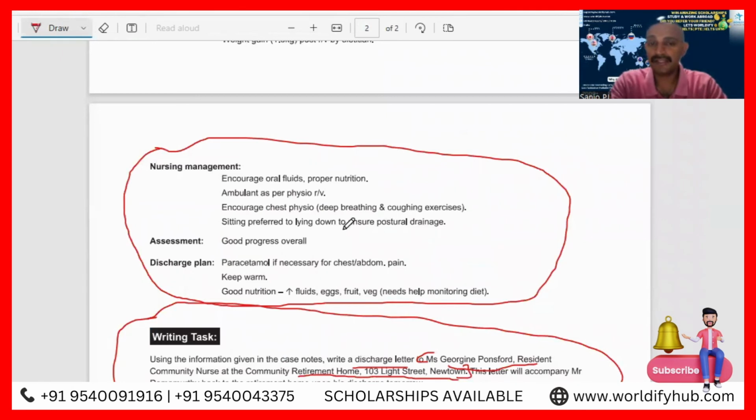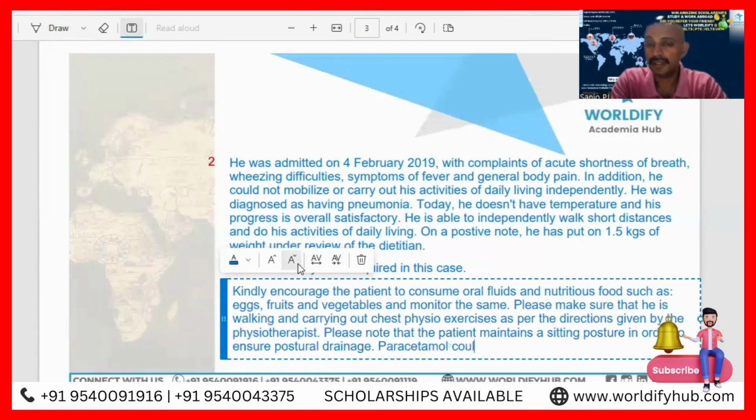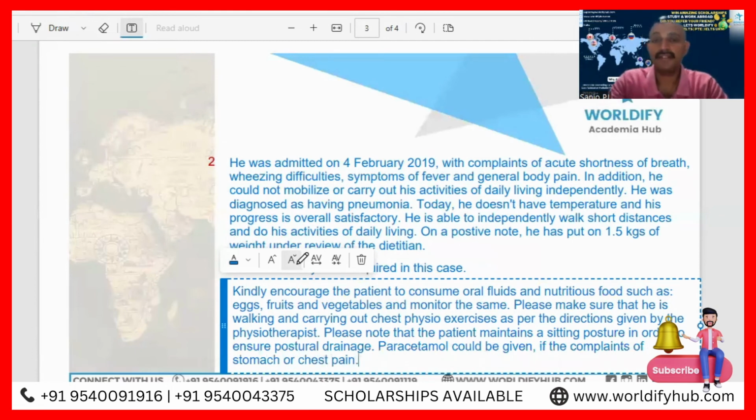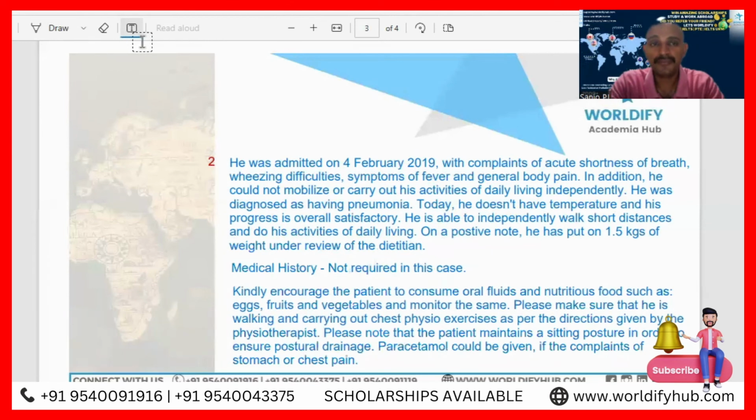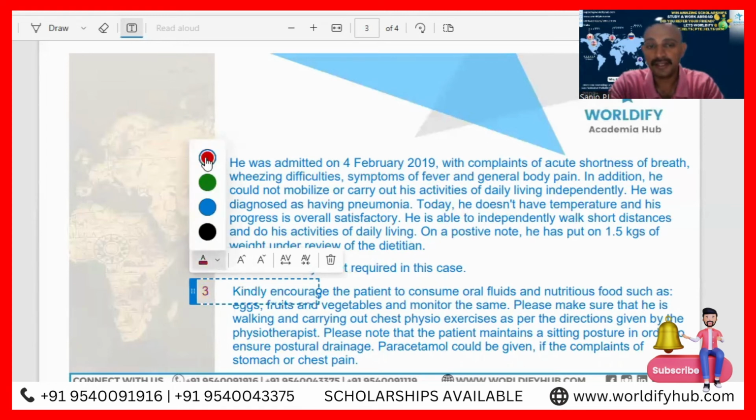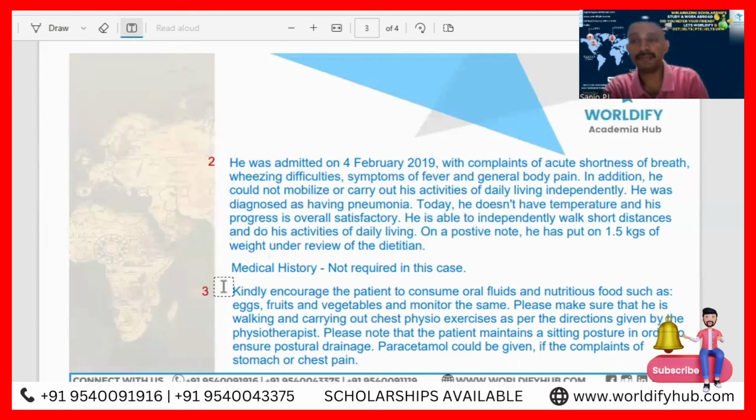Okay. So then another thing. Paracetamol is the other one. Paracetamol could be given if he complains of stomach or chest pain. So if they have stomach or abdominal pain, they can give paracetamol. So this is the discharge plan, and this becomes your paragraph number 3. Usually it is number 4, but in this case we are not writing your medical history, so this becomes your paragraph number 3.